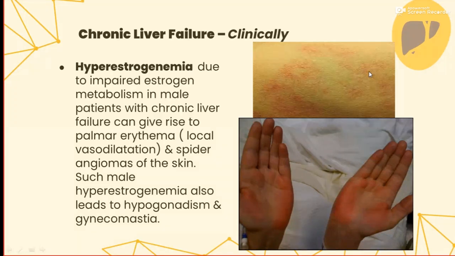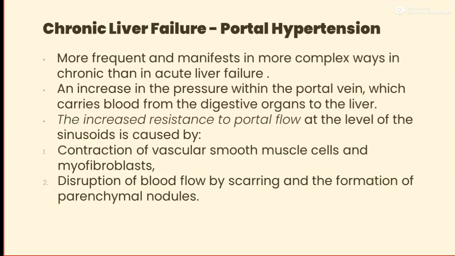Another thing that characterizes chronic liver failure, which we see mainly in chronic liver failure, we may see in acute but to a less common extent and with less complexity, is portal hypertension. Portal hypertension is more well developed and more common in chronic liver failure than in acute liver failure, as you can see written here. So now what does portal hypertension mean?